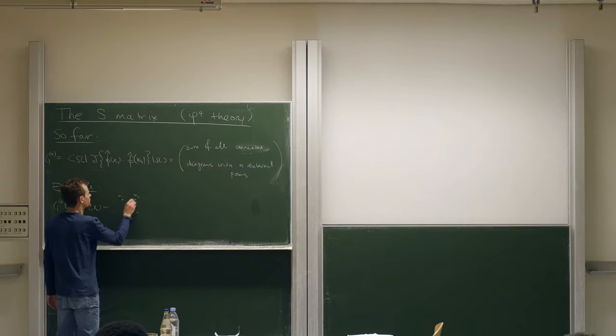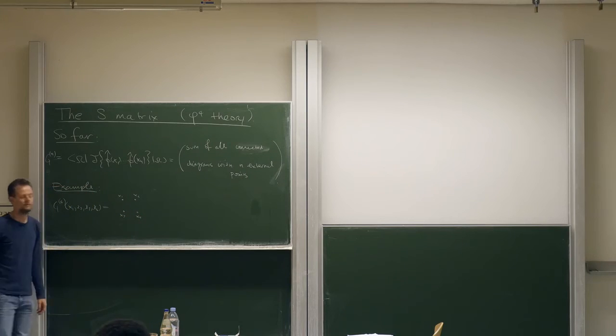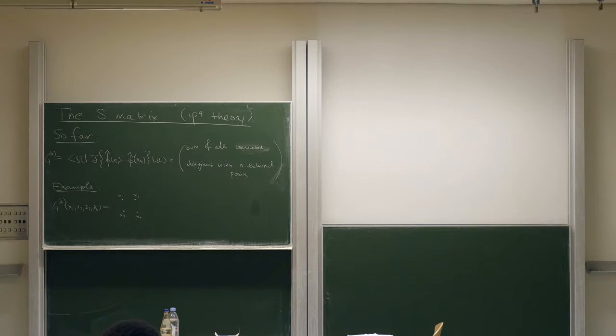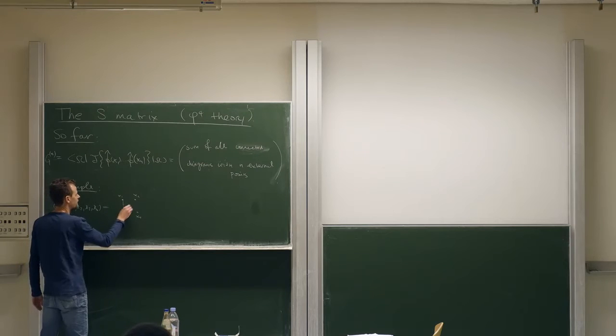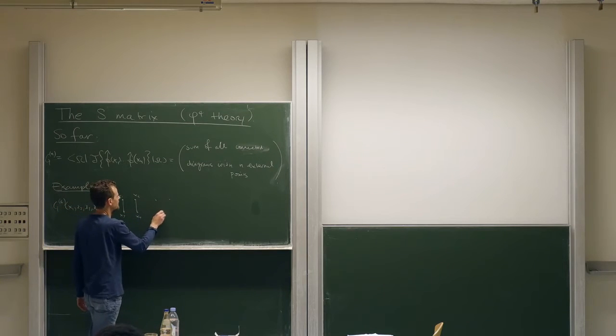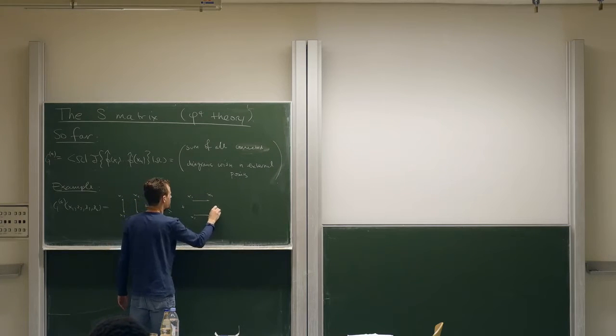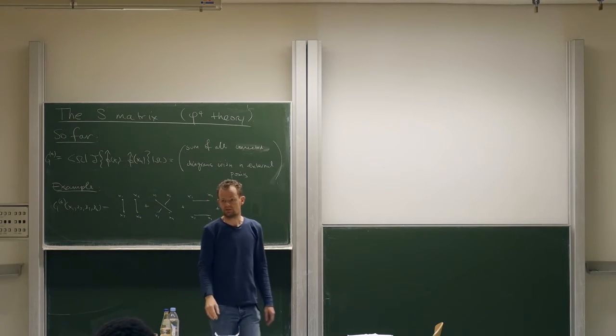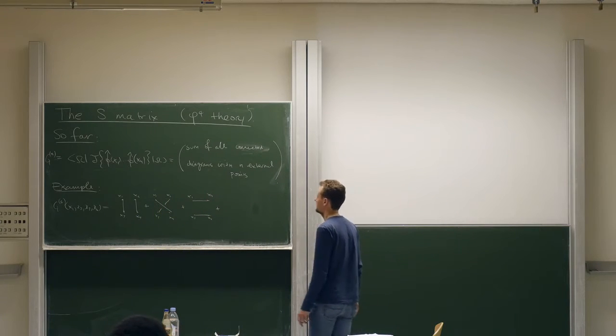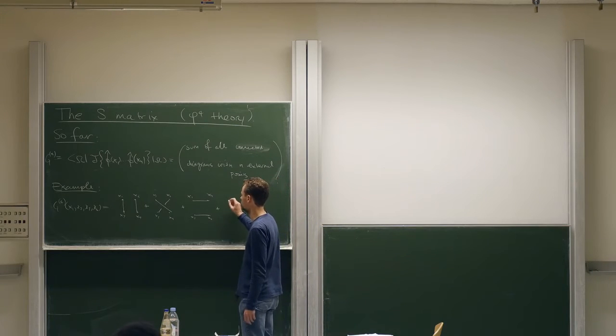So we have 4 external points which we label with the positions x1 through to x4. And then we just have to sum all the diagrams with n external points that are connected. So here's a connected diagram. Not fully connected, just connected. Here's another one. And here's the third one. And that's everything at 0th order.